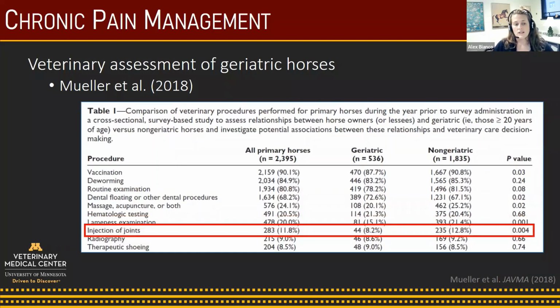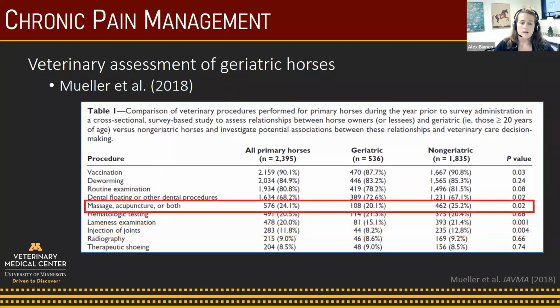Non-geriatric horses were also more likely to have joint injections, and that was important. And non-geriatric horses were more likely to have alternative therapy or body work, such as massage or acupuncture. So this just demonstrates a significant difference in veterinary care that would cover these things that we're talking about. So arthritis, chronic pain is less likely to be treated in our geriatric patients.